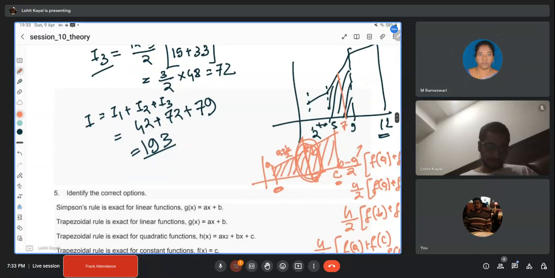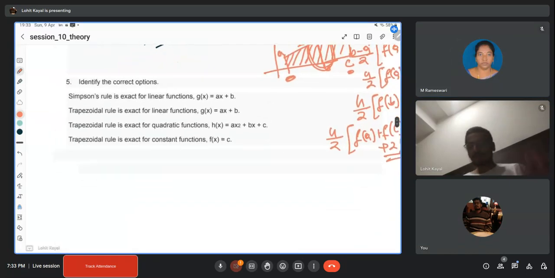So now this is a logical question about Simpson's rule. So you need to find that. Now, to solve this question, let me draw some graph.